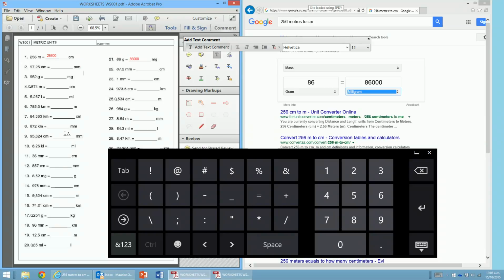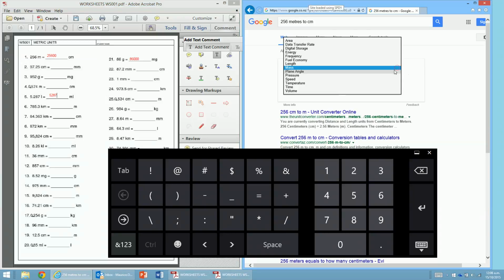Okay, and perhaps we could have a look at one more here. 5.287 litres to millilitres. So I think we'd be multiplying by 1,000 there. So I believe that would be 5287. Oh, I think that's an 8. Let's go back. 5.287 litres. So I'm converting litres to millilitres. There would be 1,000 millilitres in a litre. So I think I'd be multiplying by 1,000, which is equivalent to moving the decimal point 3 places to the right. So 5287 is my pick.